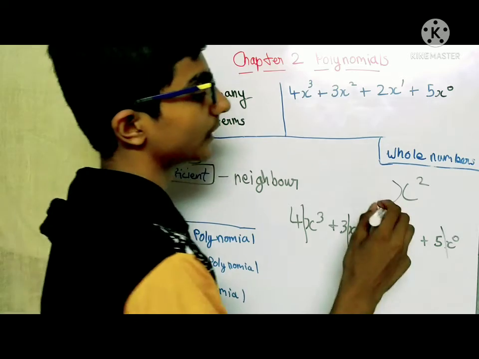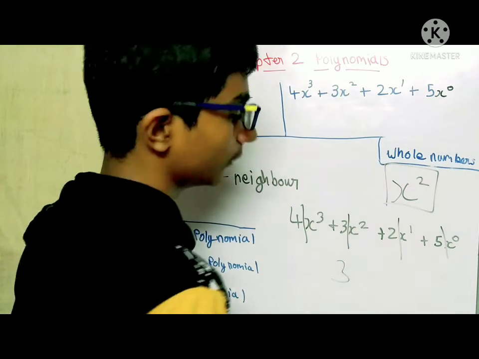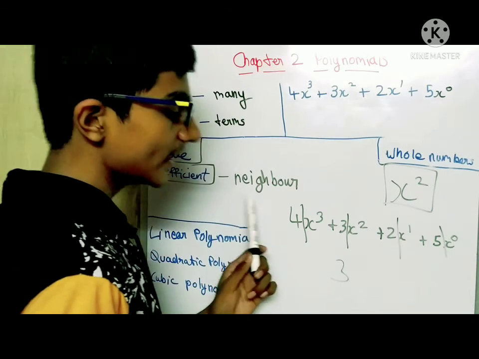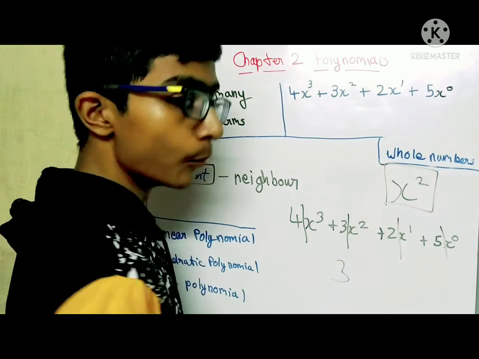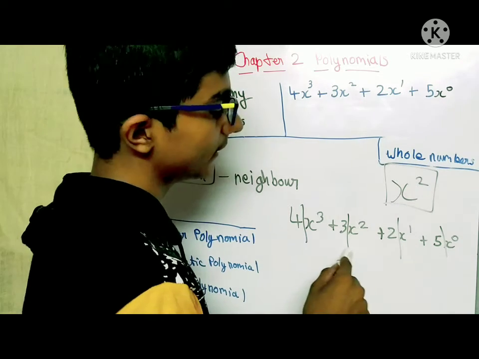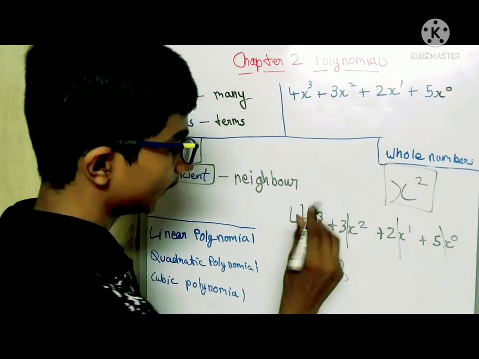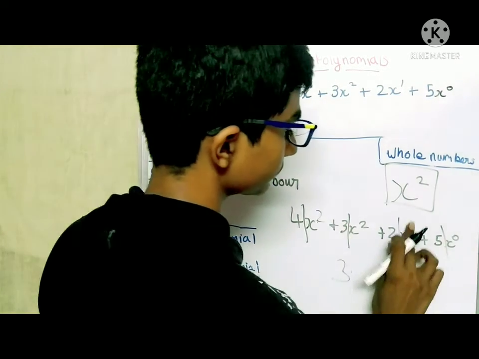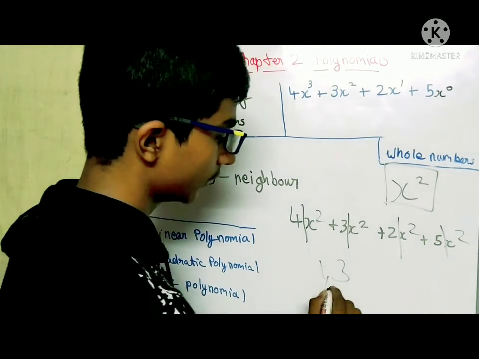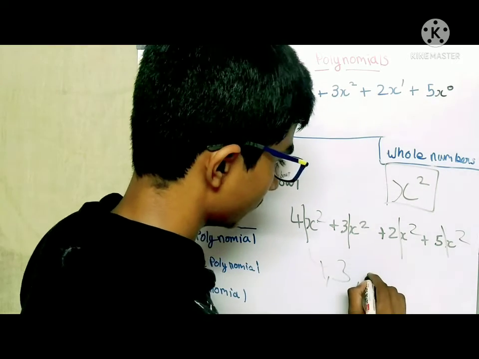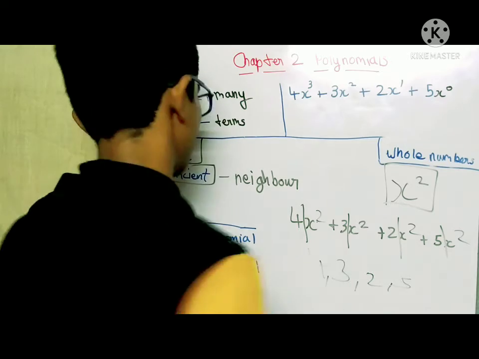So now here in the question you have been given, you have to find x square. So the coefficient of x square is 3. So the word coefficient means neighbor, and in an equation you will have been given a question of whom you have to find the coefficient. Here I have written x square. So if the equation would be like this, then the coefficients would be 4, 3, then 2 and 5. So I hope you understood what is coefficient.